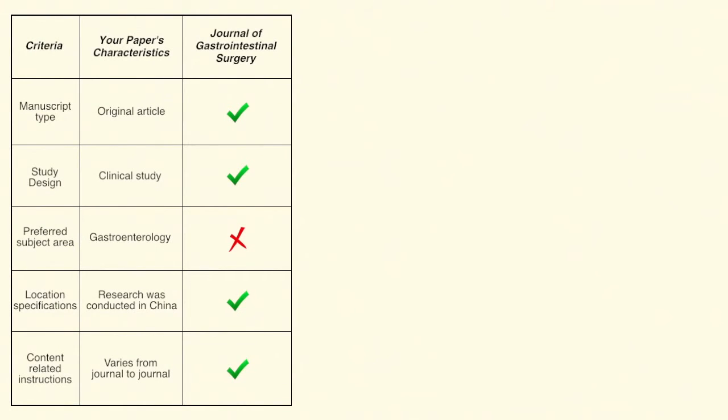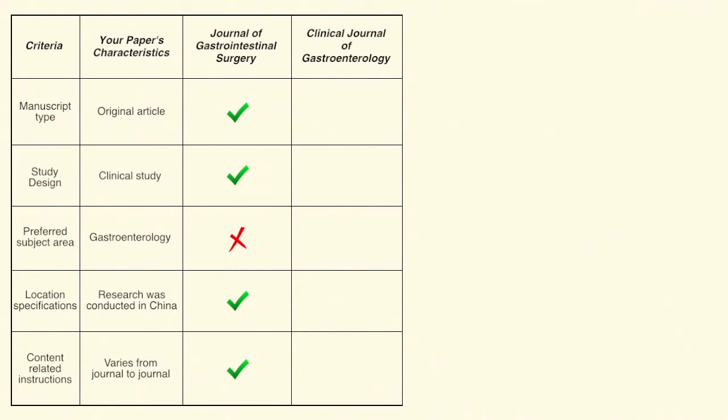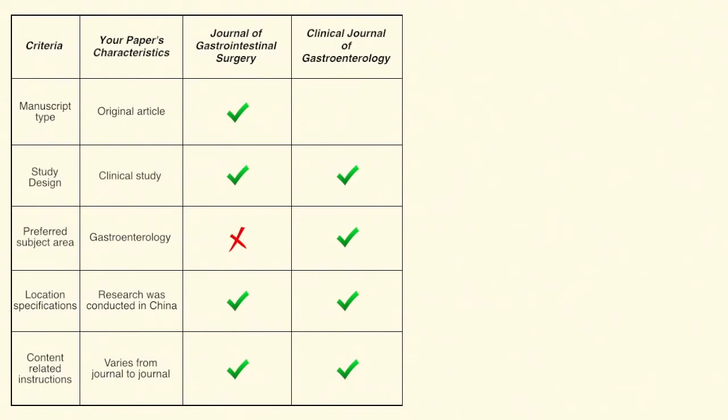So let's move on to the next journal, and this is the Clinical Journal of Gastroenterology. This journal also publishes clinical studies, and the preferred subject area is gastroenterology. That is good, and there are no location specifications. The content-related instructions also match. But there is a problem. This journal publishes only case reports and reviews, but yours is an original article. So this is a point of mismatch.